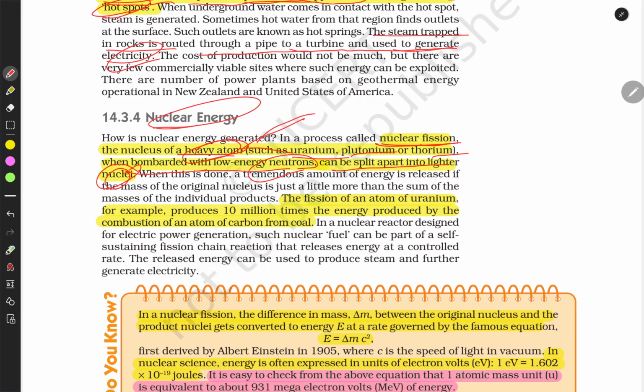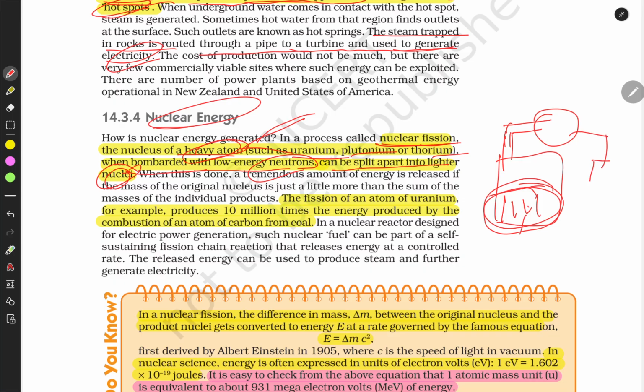During this, a lot of heat and energy is released, and this energy is utilized to heat the water. When the water heats, steam will form, and this steam is used to rotate the blades of the turbine, and the mechanical energy can be converted into electric energy by the generator.